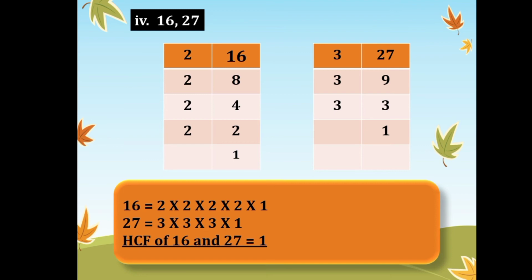Among these two, as you can see on the screen, both are different. In 16 you will find only 2 and in 27 you will find only 3. So there is no common number. That is why we multiply by 1, so that at least 1 is the common number. So we can write that the HCF of 16 and 27 is equal to 1.